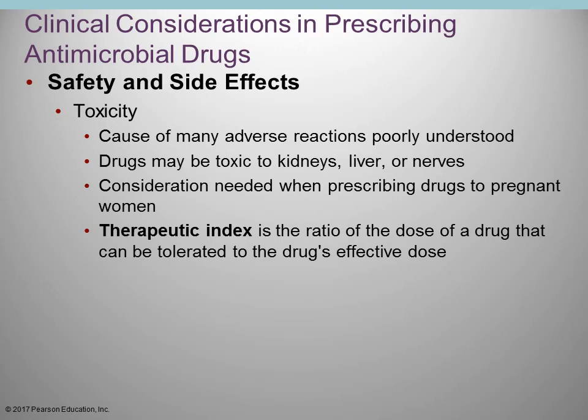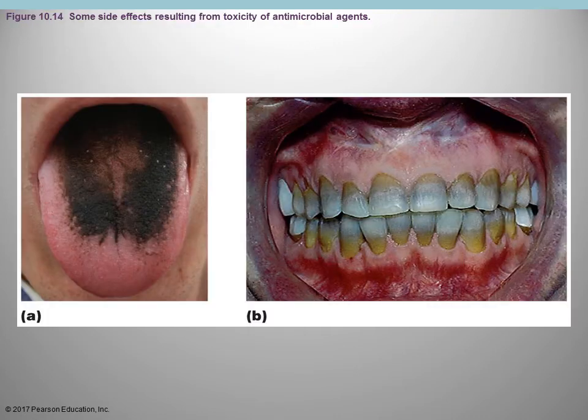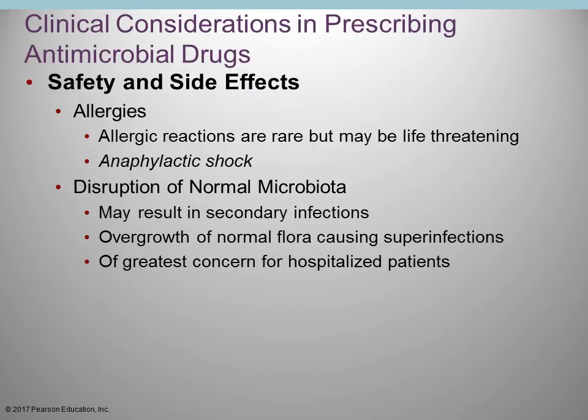The therapeutic index is a ratio of the dose of the drug that can be tolerated to the drug's effective dose. Some side effects, and keep in mind they're showing you some of the most severe, kind of dramatic effects in the pictures in your book. But these are showing some of the side effects. It can turn your tongue black, turn your teeth yellow. Some people may develop allergies, and some of them may be mild. Some could lead to anaphylactic shock, which can be fatal. So you have to be careful of that.